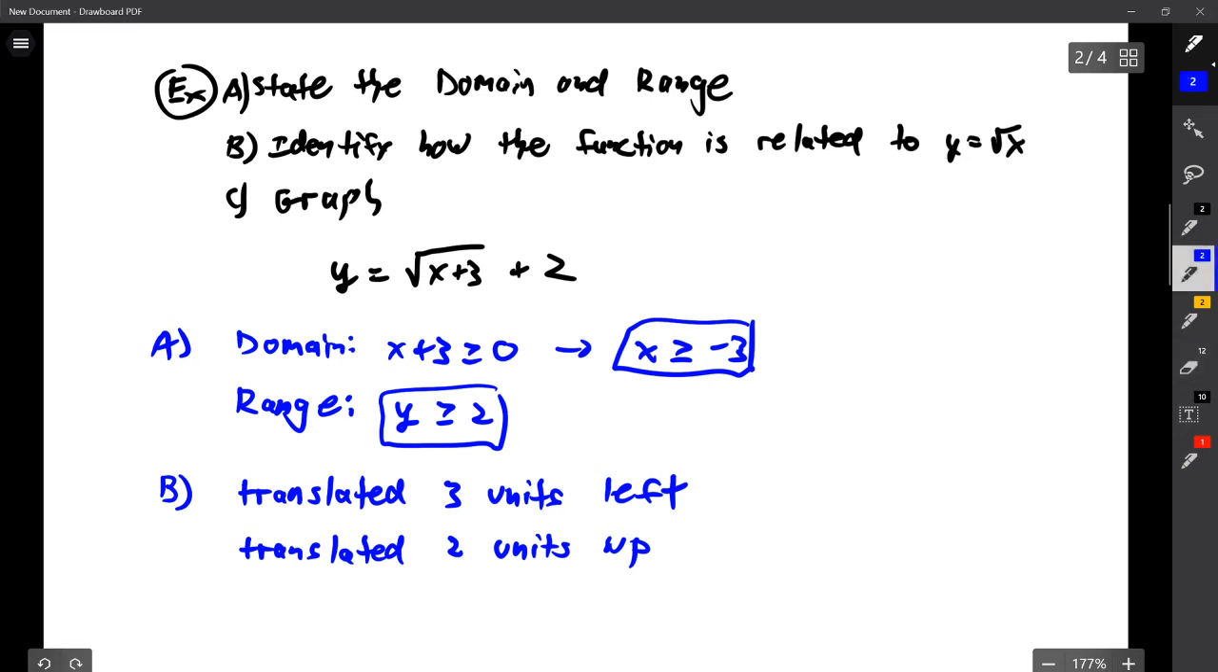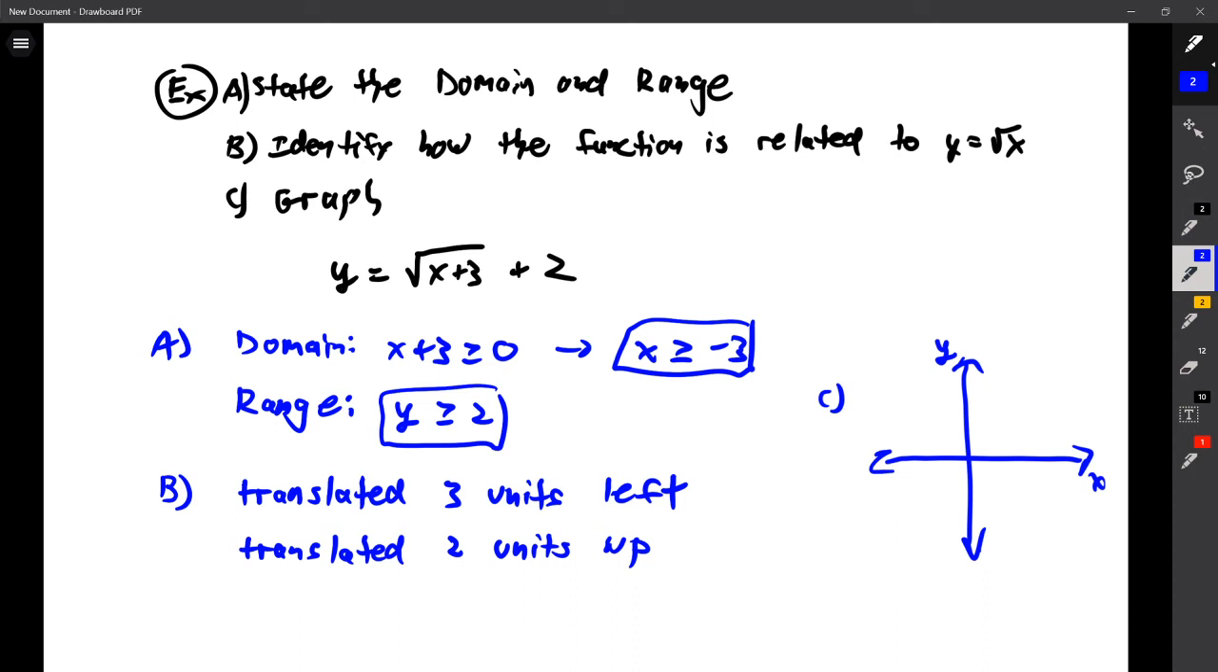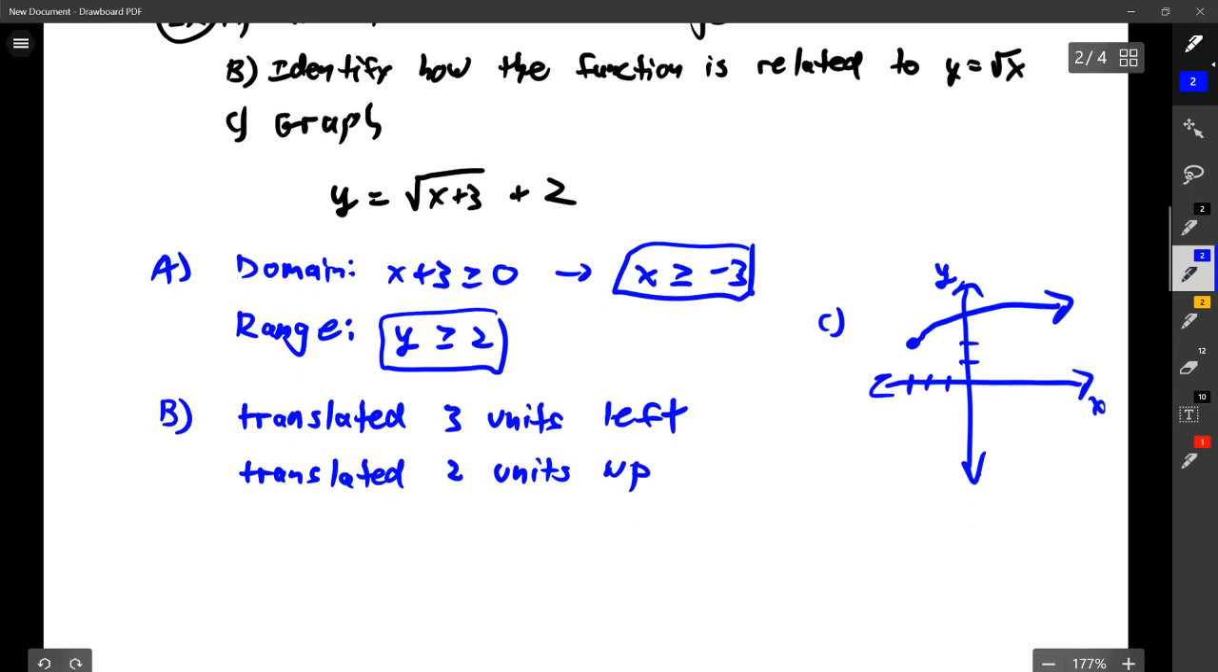So let's do our graph. I need my x-axis, my y-axis. My parent graph starts at 0, 0. This one starts at an x value of negative 3, and a y value of 2. So this one starts at negative 3, comma 2, and I do the top half shape like that. And that's my graph. Okay, let's do another one.